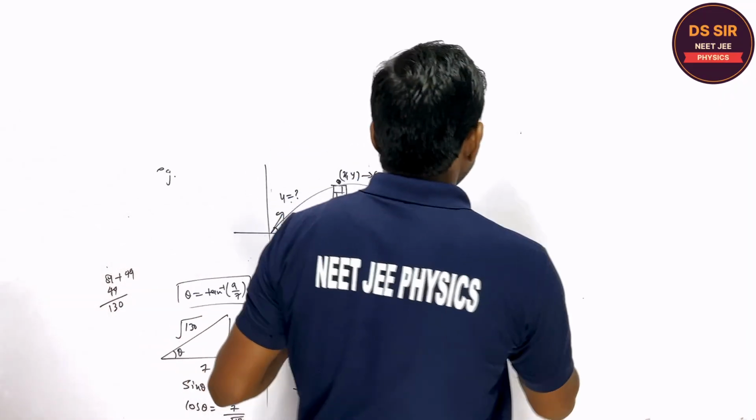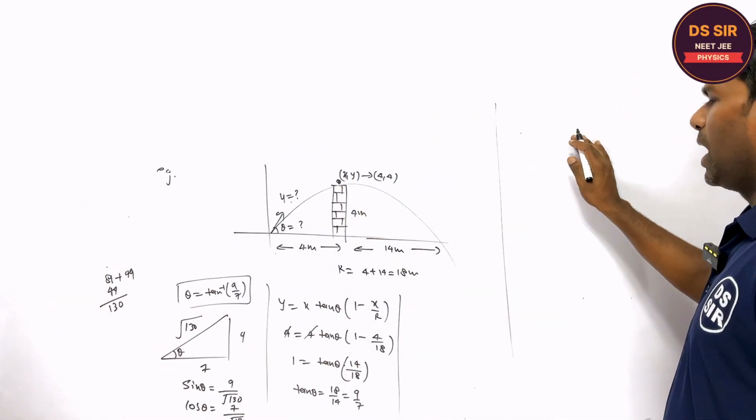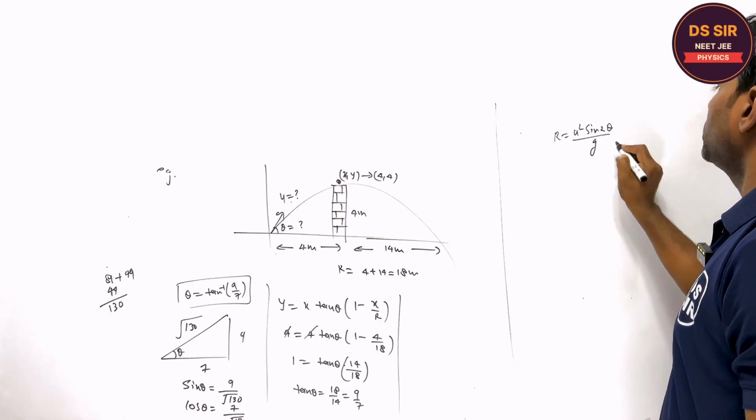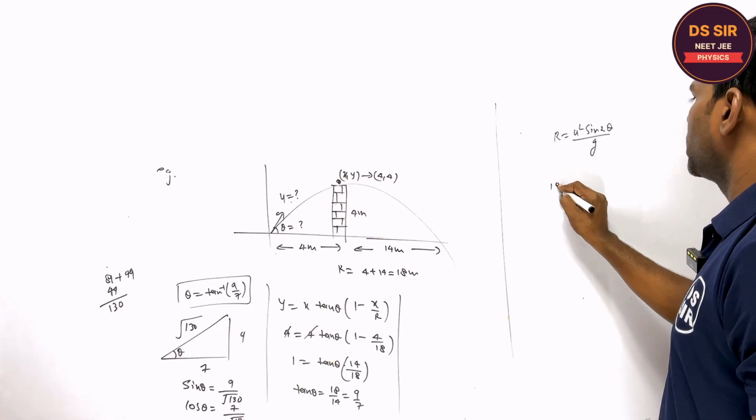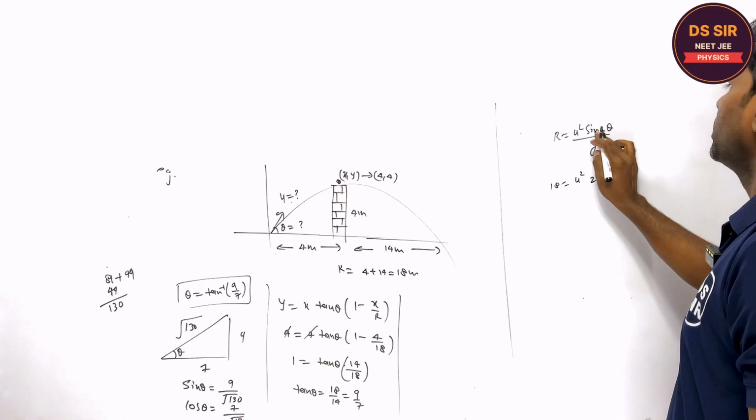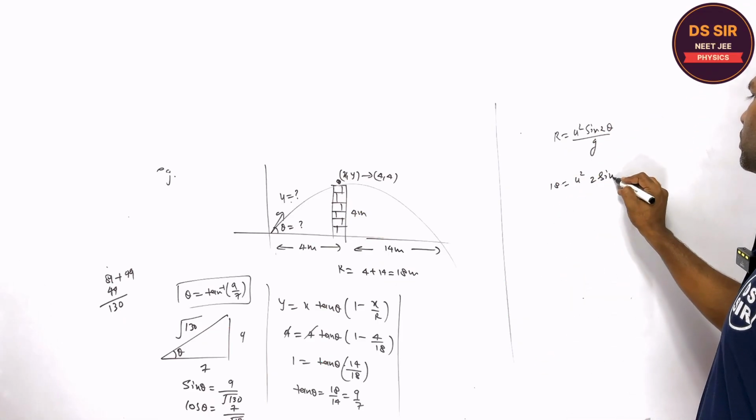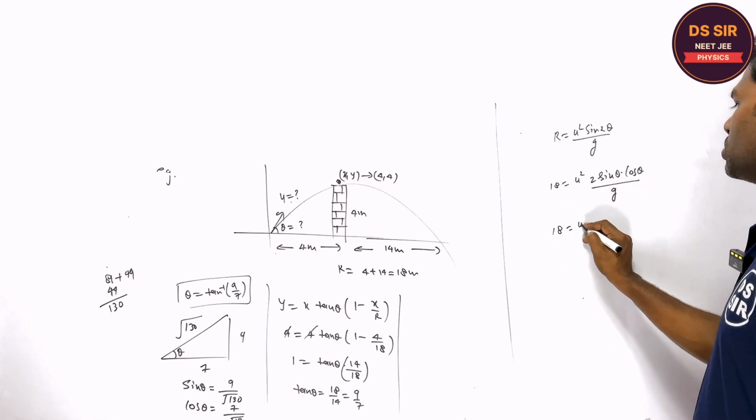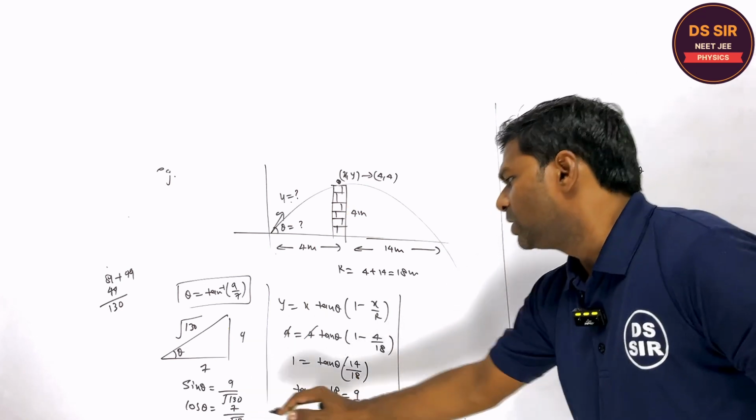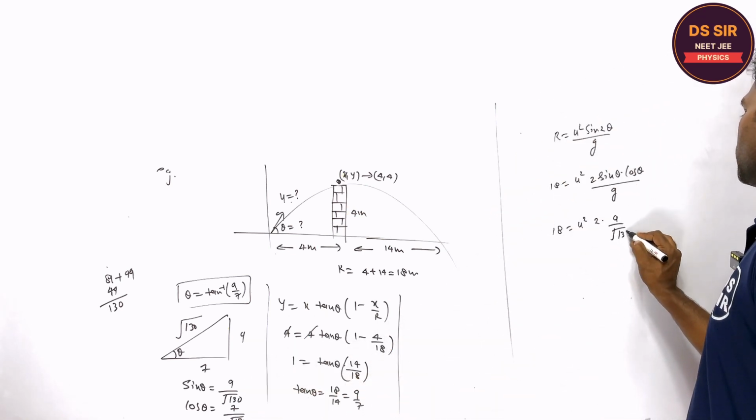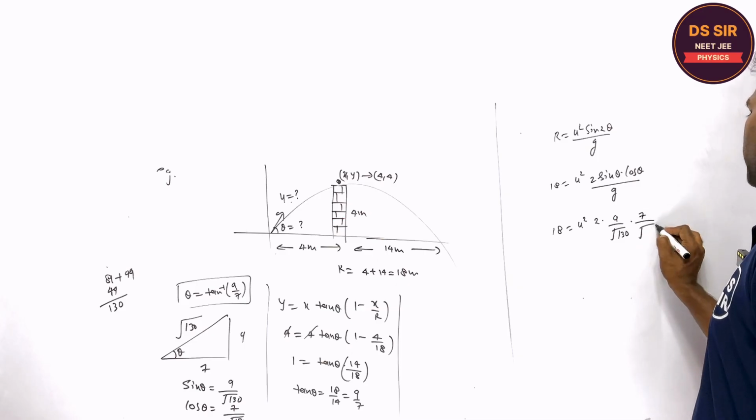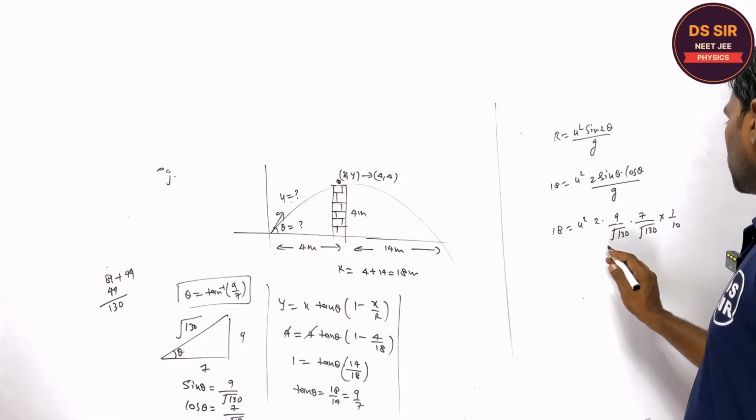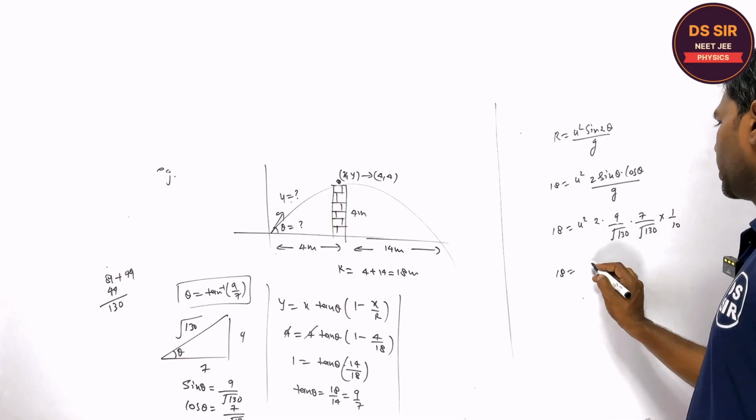Right. So to find the u, R is equal to u square sin 2 theta upon g. So the range is 18, and the u square we have to find. 2 sin theta cos theta upon g. So 18 is equal to u square into 2, with sin theta as 9 upon root 130 and cos theta as 7 upon root 130. Fine. Simplify this.